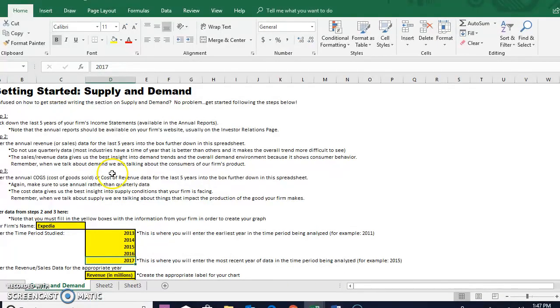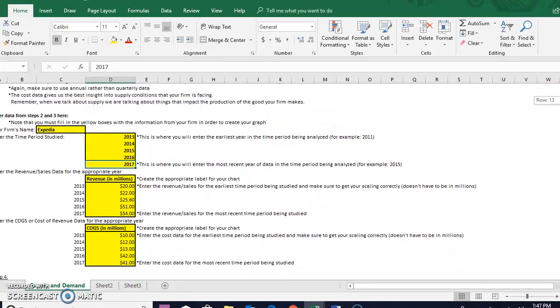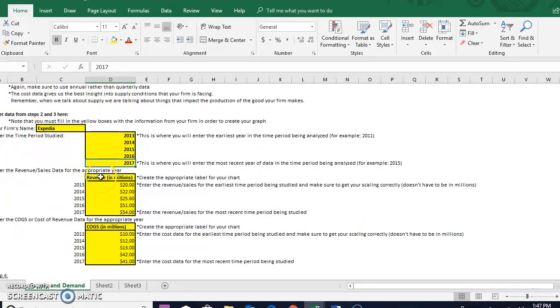So back to that, we have now entered our firm and the years. So that part's pretty straightforward. Now what we're going to do is enter your revenue data. And that's when we're talking about demand trends, we're looking at the trends in revenue. So you want to make sure everything's labeled appropriately.